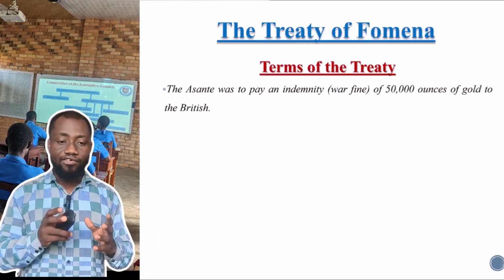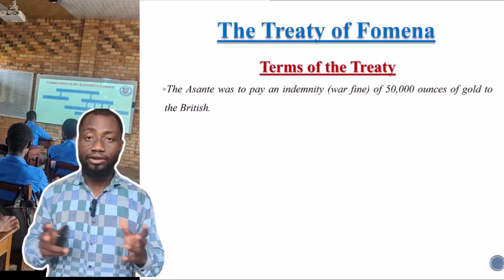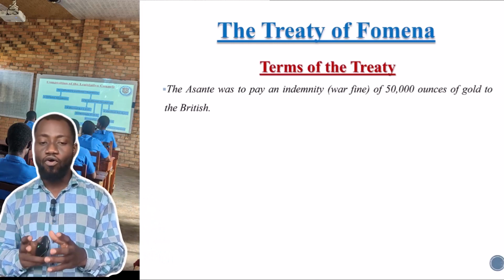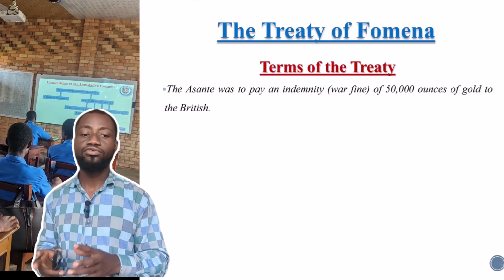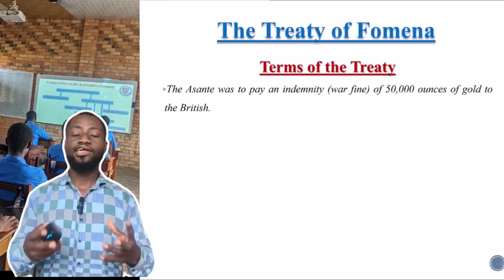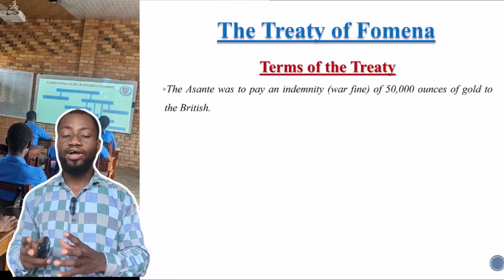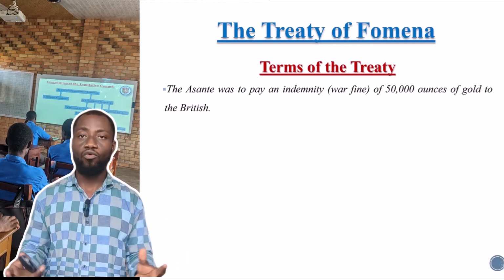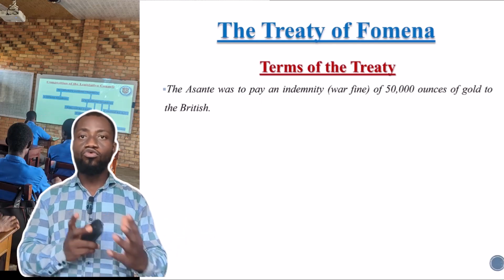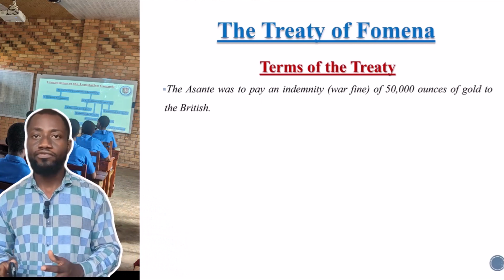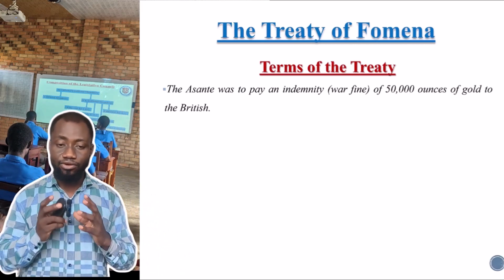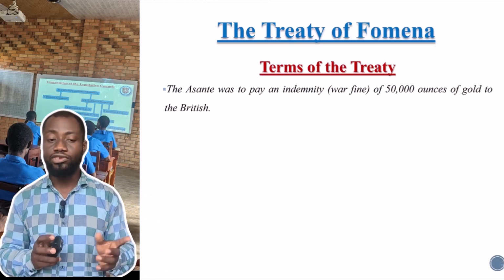First, the first term in the Fomena Treaty was that the Asante was to pay an indemnity, a war fine of 50,000 ounces of gold to the British. A war fine simply means the cost of the war. In those days, the one who loses will pay for the cost of the war, and so Asante was asked to pay a war fine of 50,000 ounces of gold to the British.